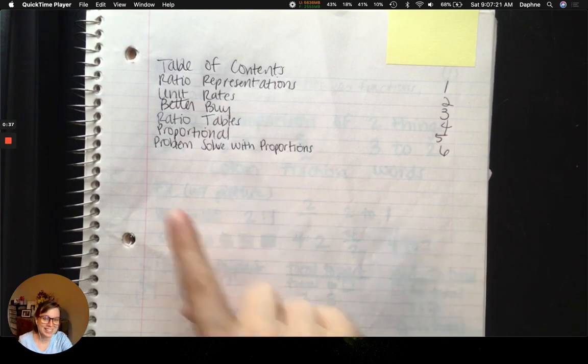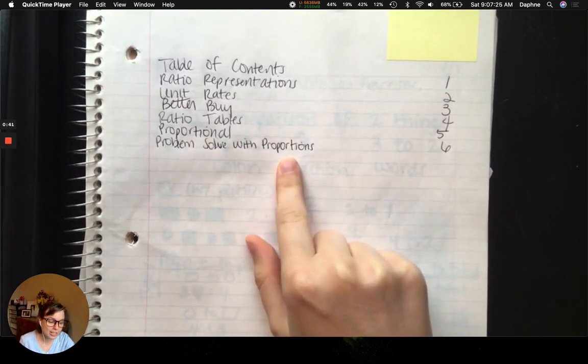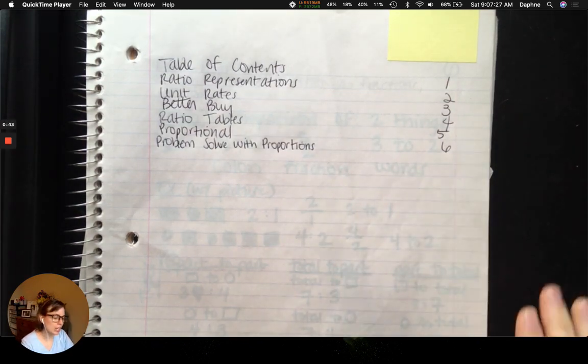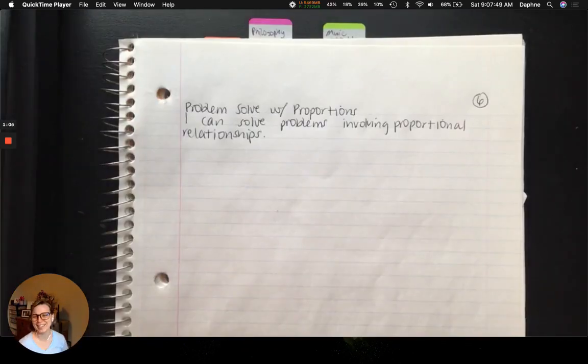So, last thing in our table of contents so far, problem solve with proportions, page 6. And I want to be clear on this because I do like shorthand. I want to save you time when you're writing things. I guess I'm editing another video.